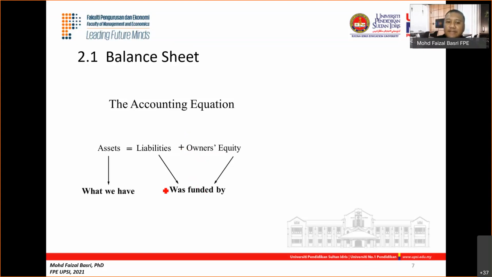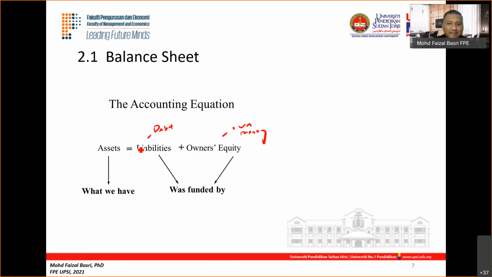And for the other side, like I said, this is the section where we can find how the assets are being funded or financed. Either liabilities, as I said earlier, this is the debt section, or using the owner's equity, his own money.